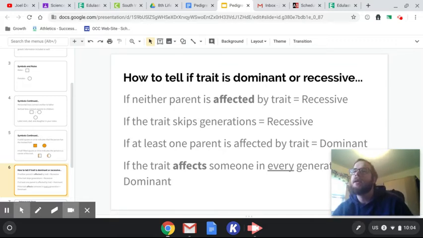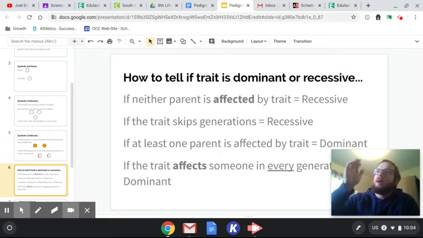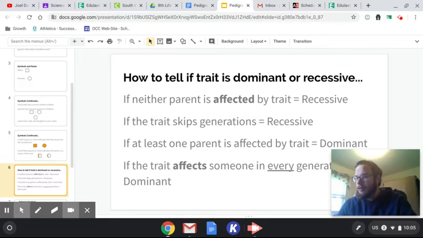What does that mean? That means if my mom and dad had brown eyes, but then nobody in my siblings, all my brothers and sisters, had blue eyes, but then my children would have blue eyes. So the next generation, that would tell us it's recessive. This will make more sense when we actually look at the pedigree here.